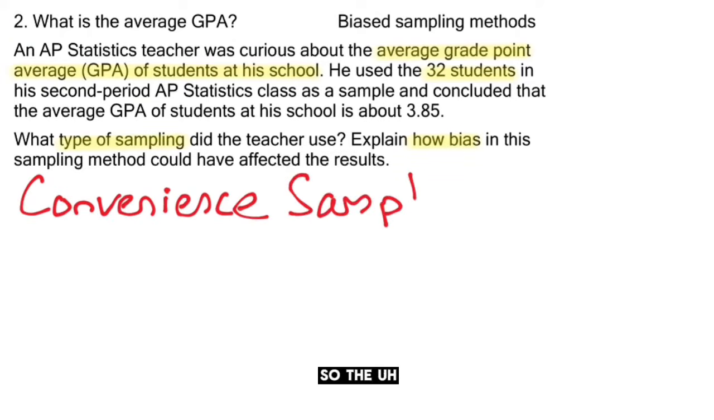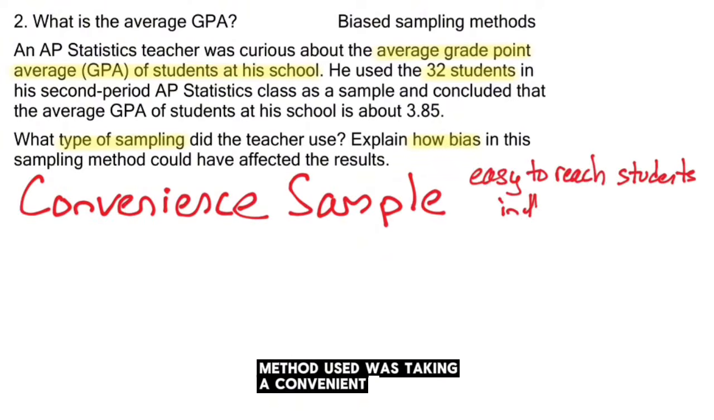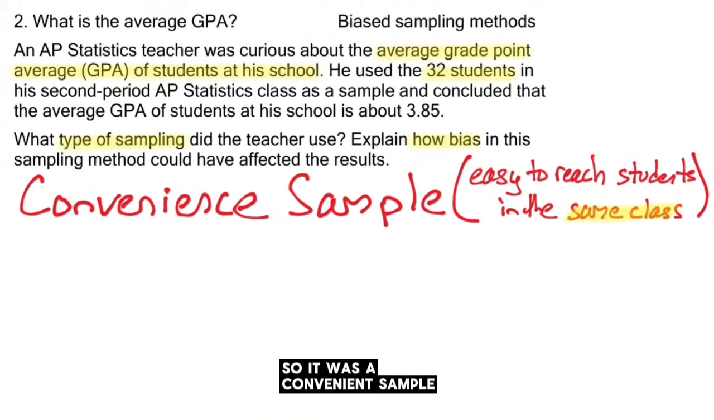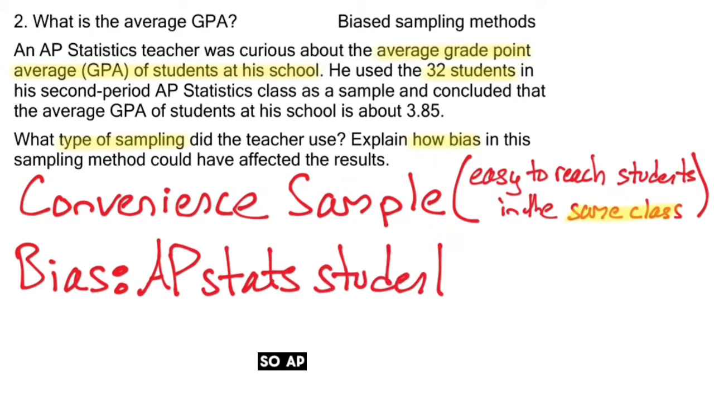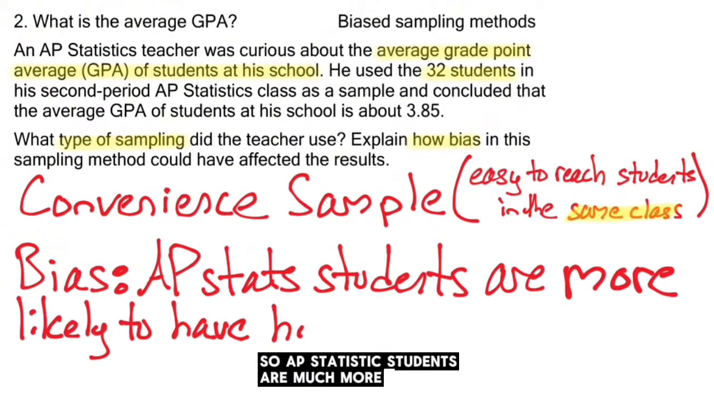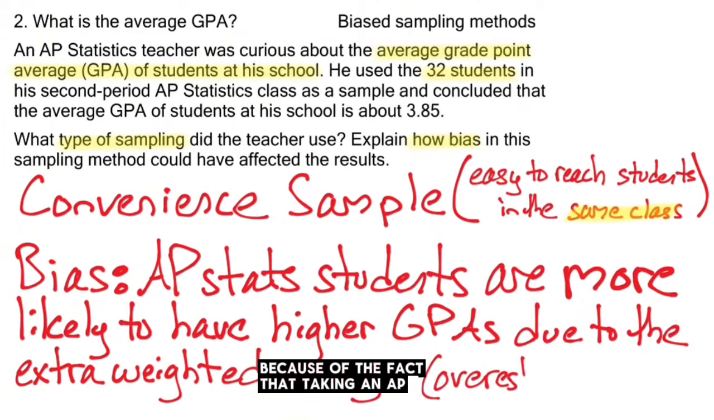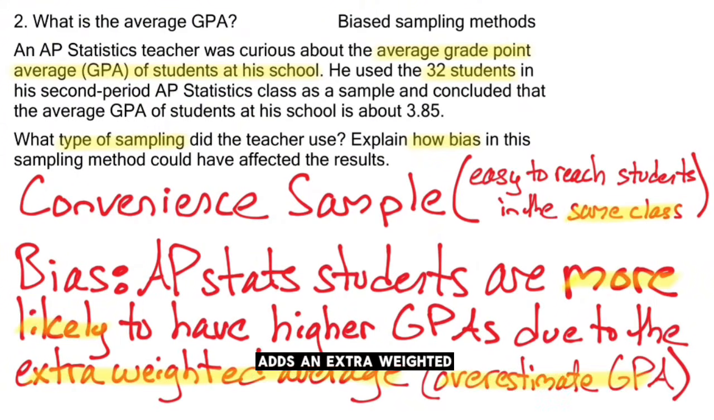So the method used was taking a convenience sample since the teacher was using only the students in the same class. It was very easy to ask the students who were all in his second period class. So it was a convenient sample. Next, the bias would be as follows. So AP statistics students are much more likely to have a higher GPA because of the fact that taking an AP class adds an extra weighted average factor to their overall GPA.